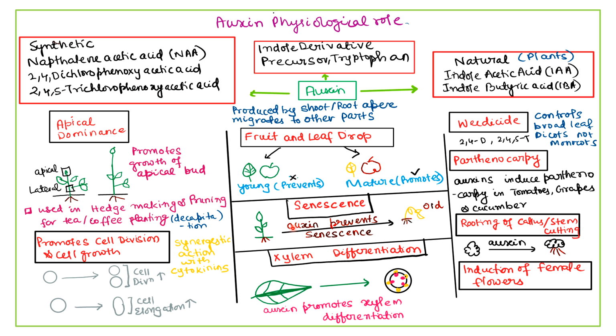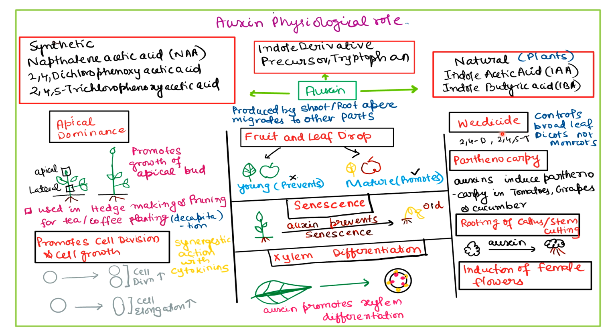Okay, now coming to senescence, which is getting old, auxin prevents senescence of the plants. Next action is xylem differentiation. Auxin, if you see, this is your leaf, this is your midvein, and you will have all the xylem and phloem here. So auxin helps in differentiation of this xylem. Okay.